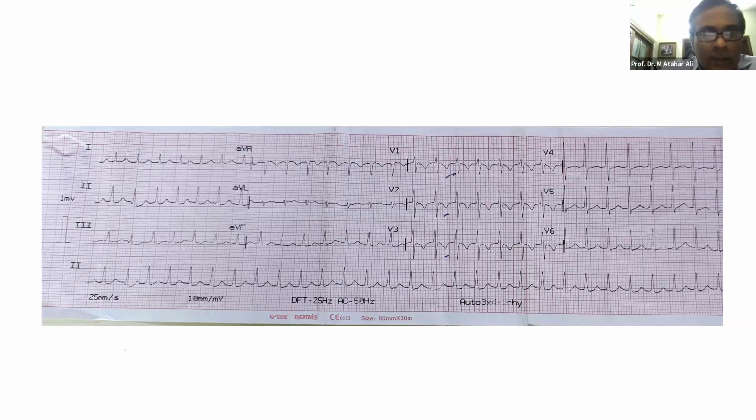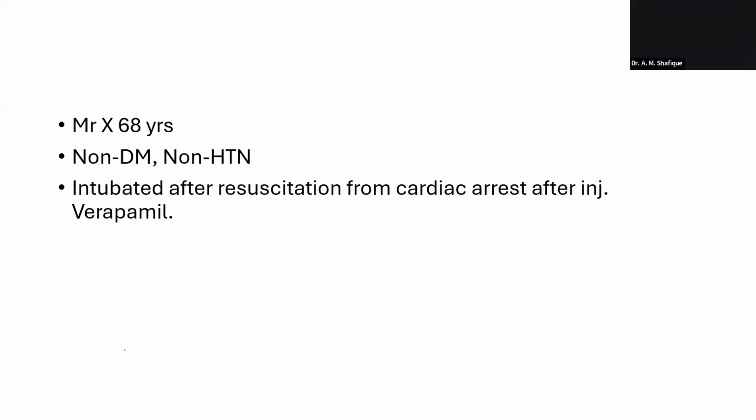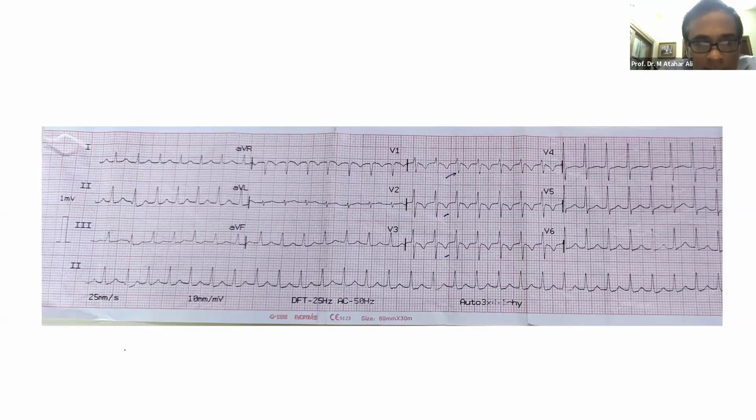What is the age of the patient? Whether the patient had previously known cardiac disease? No, no cardiac disease previously. The patient was 68 years. So I think everything happened because of the bradycardia related events. The junctional rhythm, the atrial escape, VT, everything can be explained by the bradycardia, and bradycardia due to the verapamil injection.